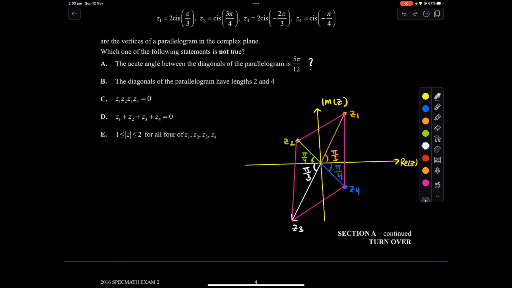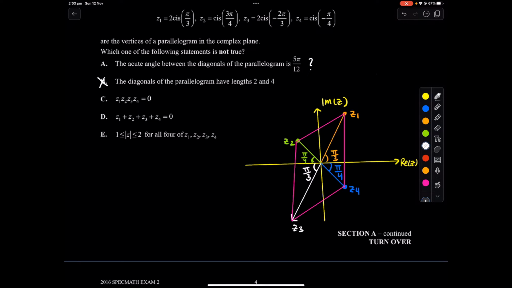So what about B? The diagonals of the parallelogram have a length of 2 and 4. Yes, they do. You remember what the length of the diagonals is. Let's look at this one over here. The length is 4. Remember, this one here is 2, and this one over here is another 2. So it's 4, whereas this one over here, adding both of them is just 2, because this one's 1 and this one's 1. 1 plus 1, 2. So yes, also this is true, so this is wrong.